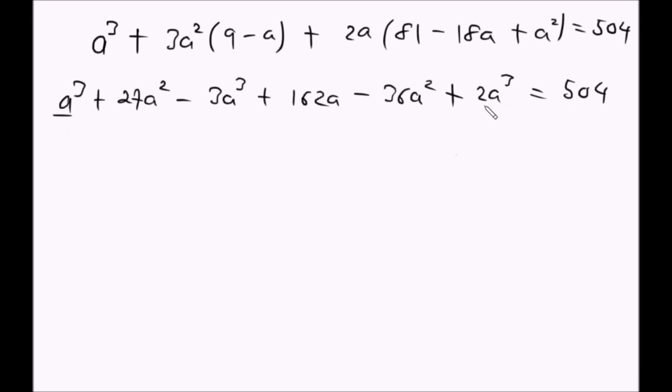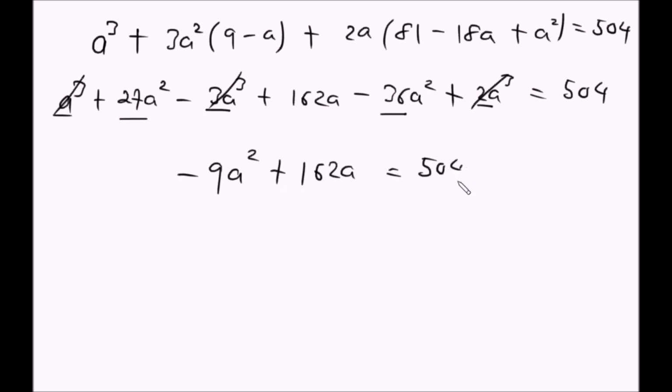So a cubed plus 2a cubed is 3a cubed, minus 3a cubed is 0. 27a squared minus 36a squared is just negative 9a squared plus 162a equal to 504. Bring everything here, we're going to have this quadratic: 9a squared minus 162a plus 504 is equal to 0.